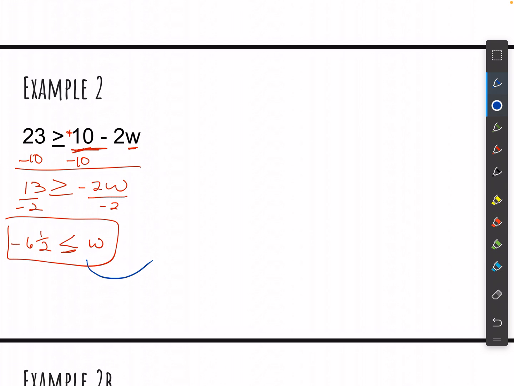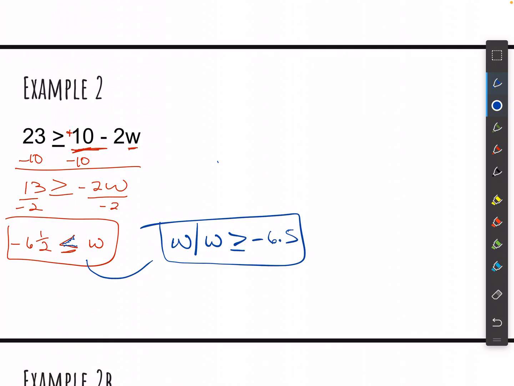So let's move the w to the other side. Right now the alligator, here's your little teeth, right? Your alligator's eating the w. So we've got to make sure that that stays the case, but we want the w on the left, right? So your solution to this would be, in set builder notation, all answers w, where w is greater than or equal to negative 6.5.